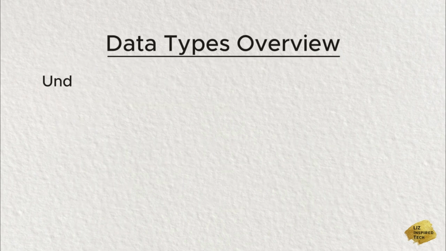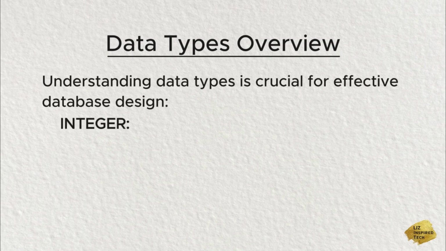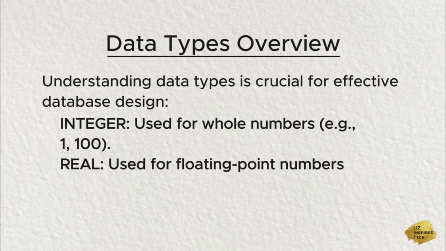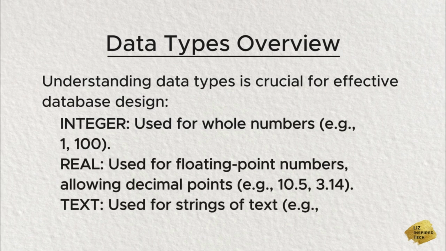Data types overview. Understanding data types is crucial for effective database design. Integer is a data type used for whole numbers, example 1 and 100. Real is a data type used for floating point numbers, allowing decimal points, example 10.5, 3.14. Text is a data type used for strings of text, example apple, banana.